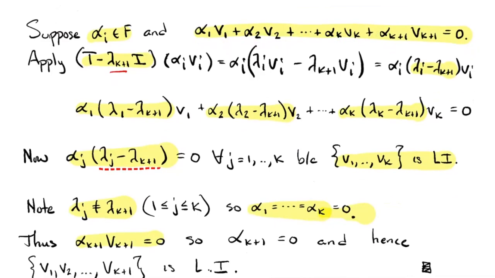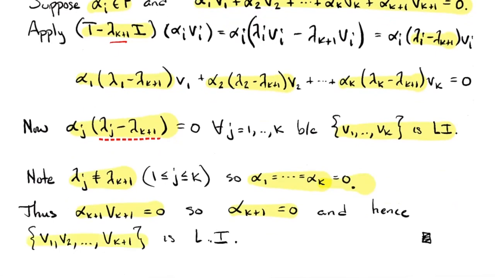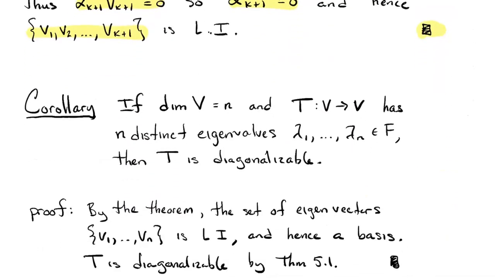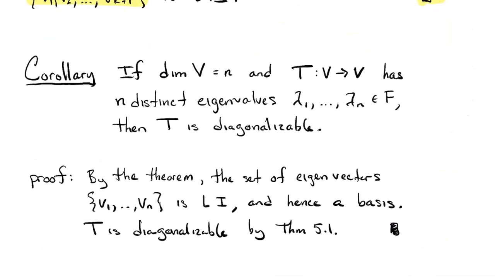Okay, so that means that alpha k plus 1 is 0. So we've shown that all the coefficients are 0. So that's linearly independent. That completes the proof. Nice. Here's a little corollary of that. If the dimension of your space is n, and this operator has n distinct eigenvalues, lambda 1 to lambda n, then it has to be diagonalizable.